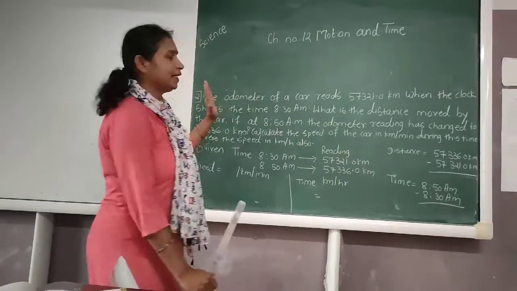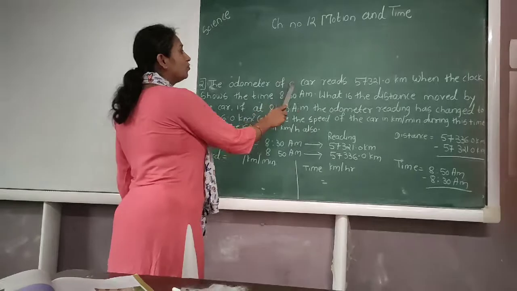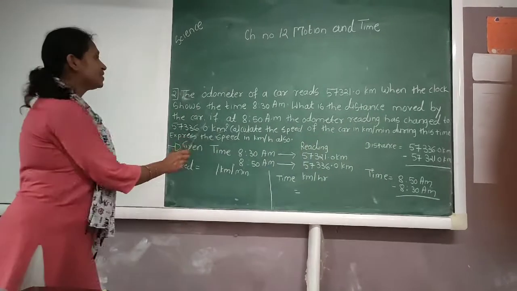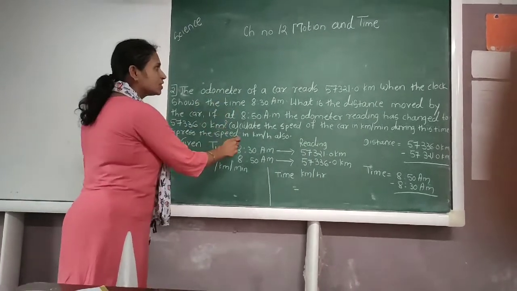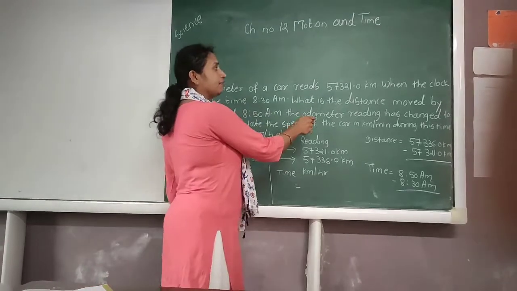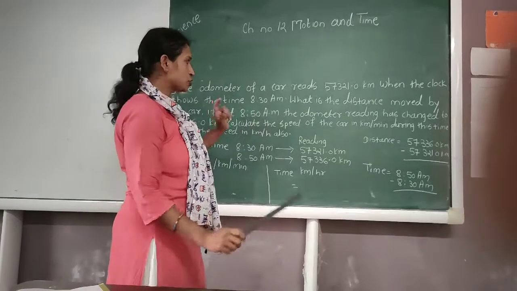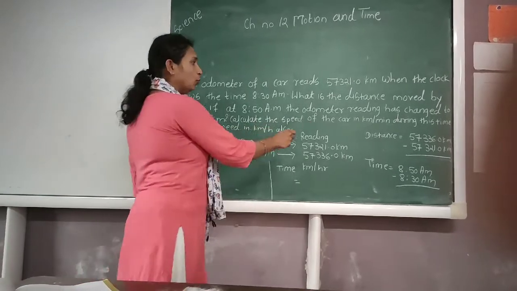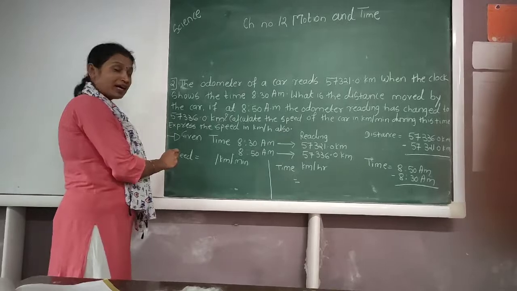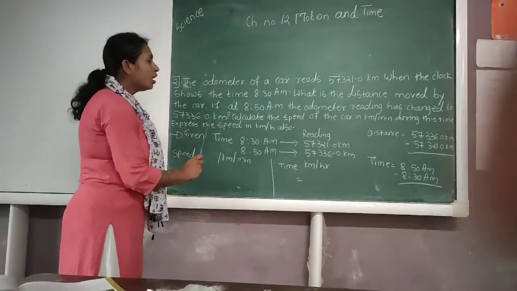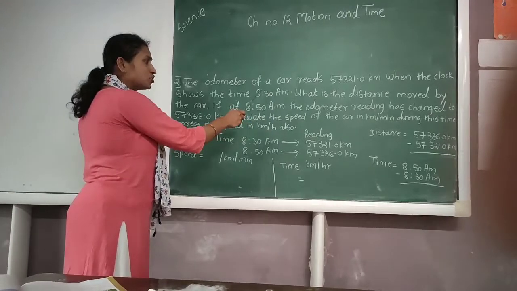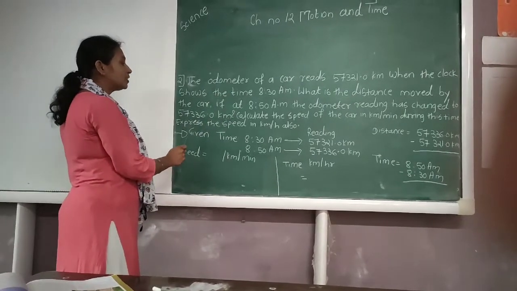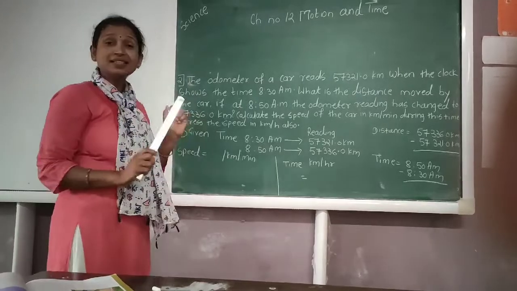Now students, the second numerical, I am going to read. The odometer of a car reads 57,321 km when the clock shows the time 8:30 a.m. What is the distance moved by the car if at 8:50 a.m. the odometer reading has changed to 57,336 km? So the time changed from 8:30 a.m. to 8:50 a.m., and the odometer has shown the reading 57,336 km. This is the given data.